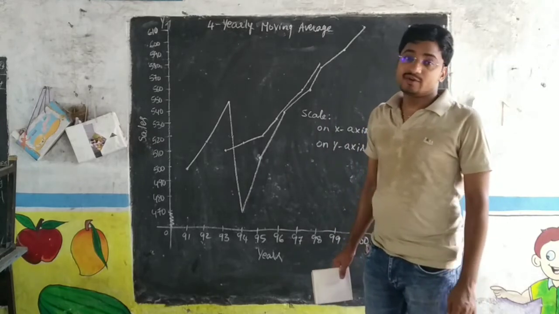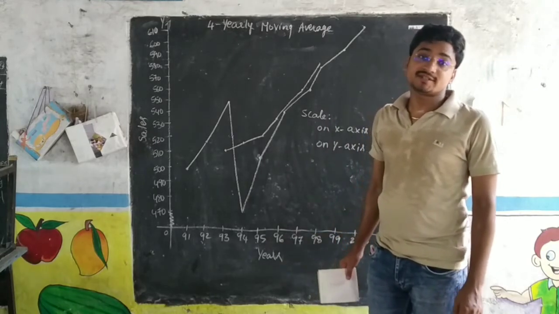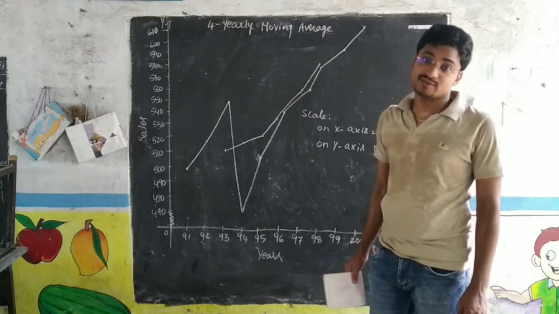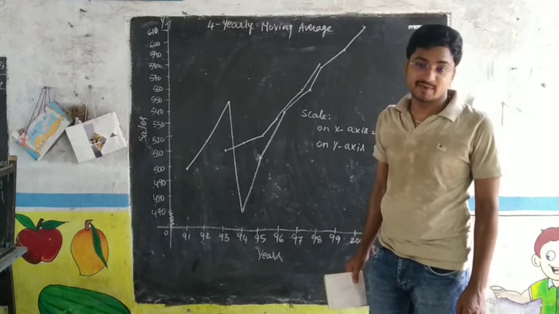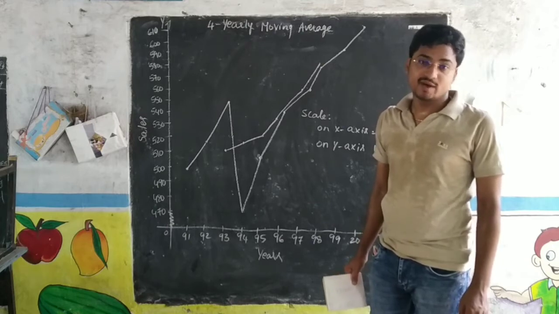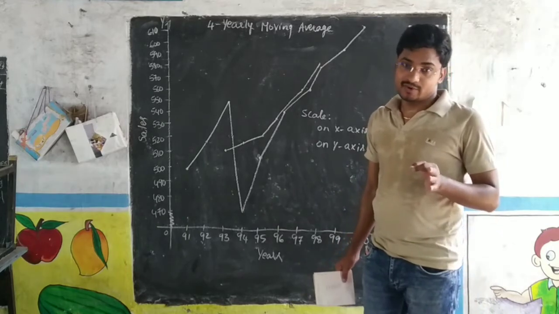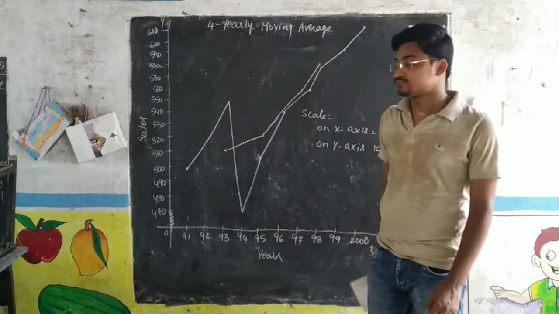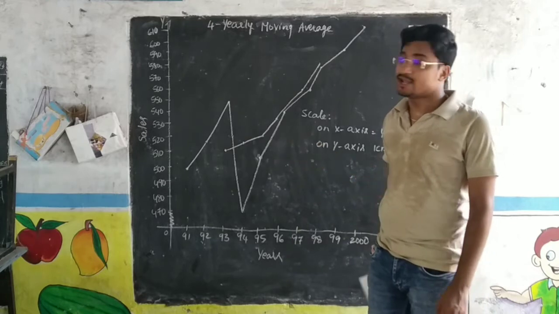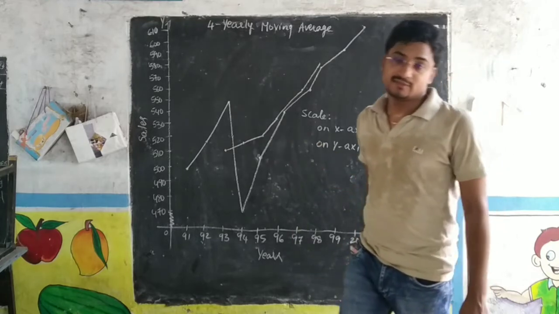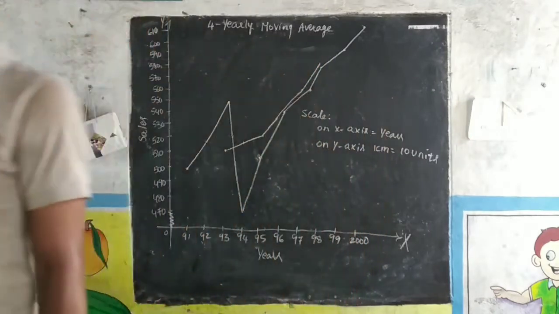We have to draw a curve by using the first and second columns, that is years and sales. Then we draw a trend line by using the fourth and fifth columns, that is centered moving average values and expected year. The diagrams will be drawn on graph paper only. Okay, this is 4-yearly. Next I will explain 6-yearly moving average.